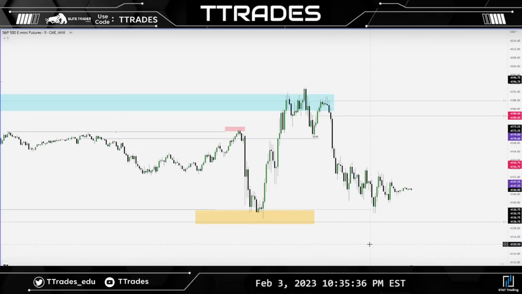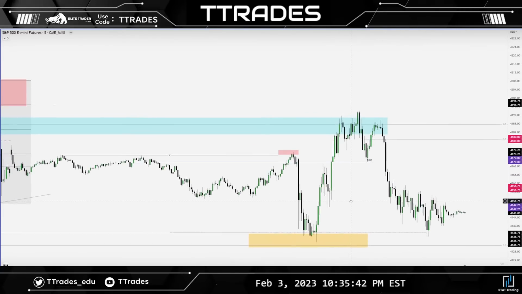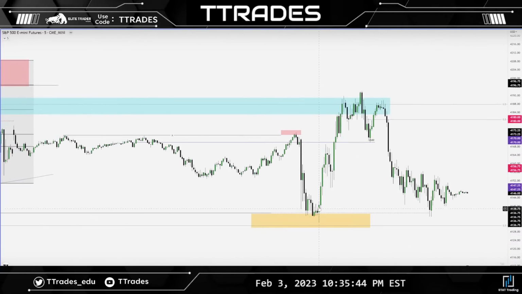How do you know if a fair value gap should be trusted? Normally it's based on whether you have a draw on liquidity. If I'm wanting to reach higher here, I'm probably going to trust fair value gaps in this area.